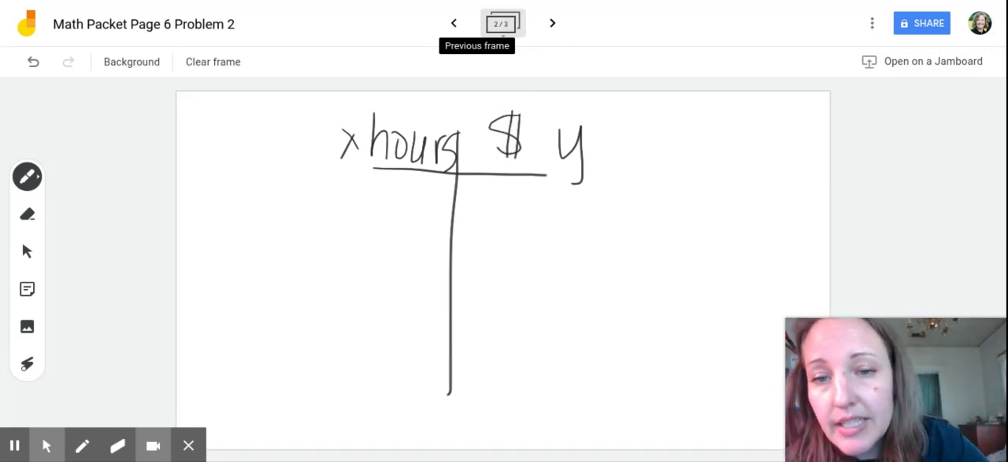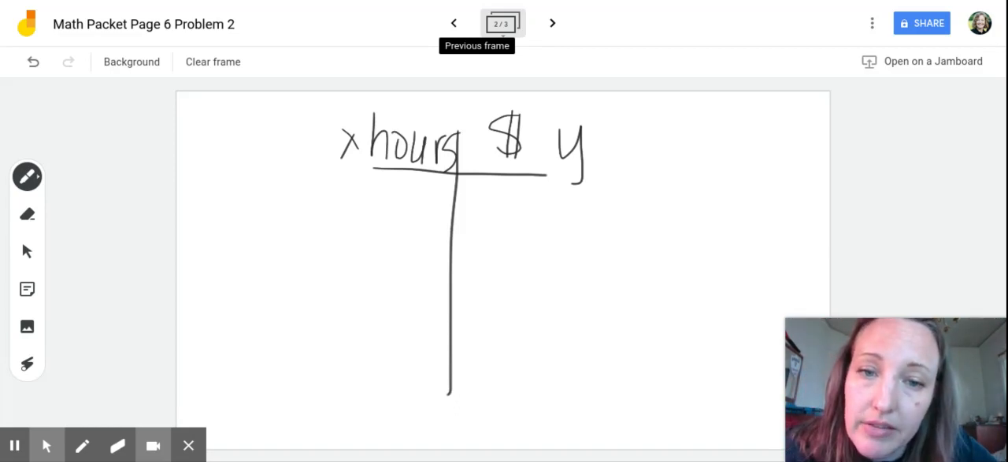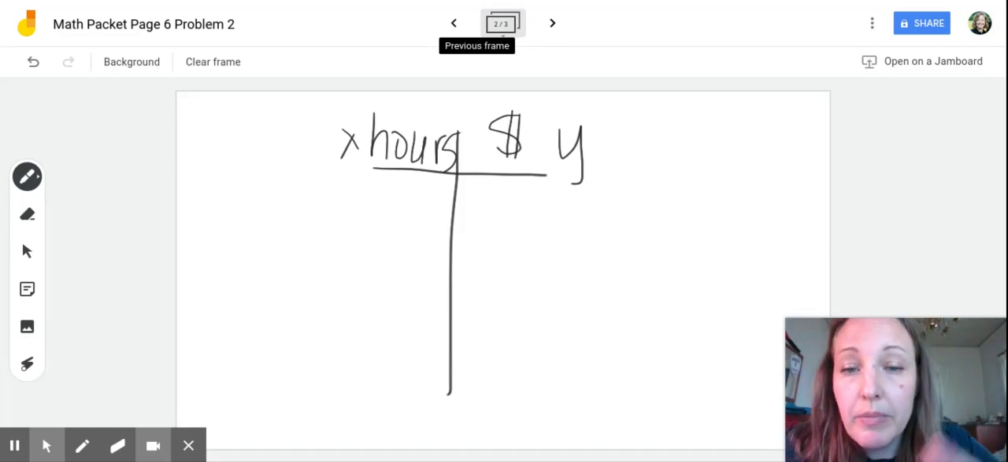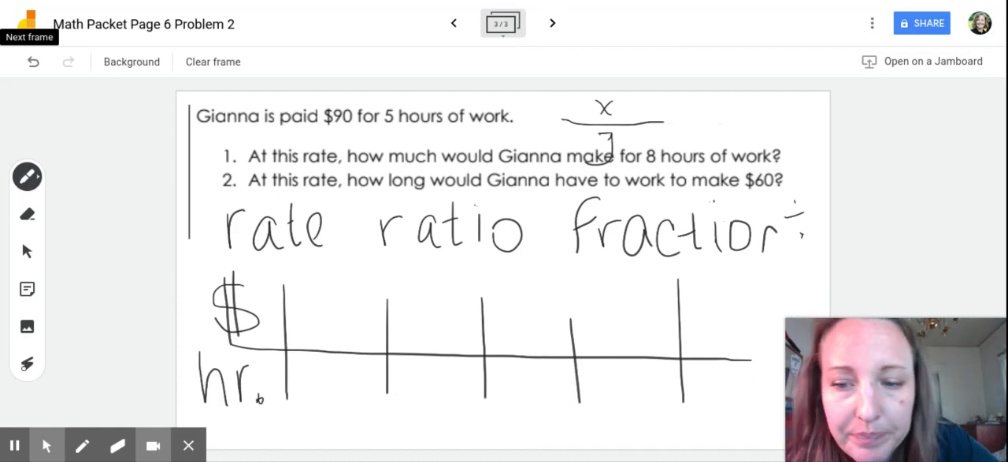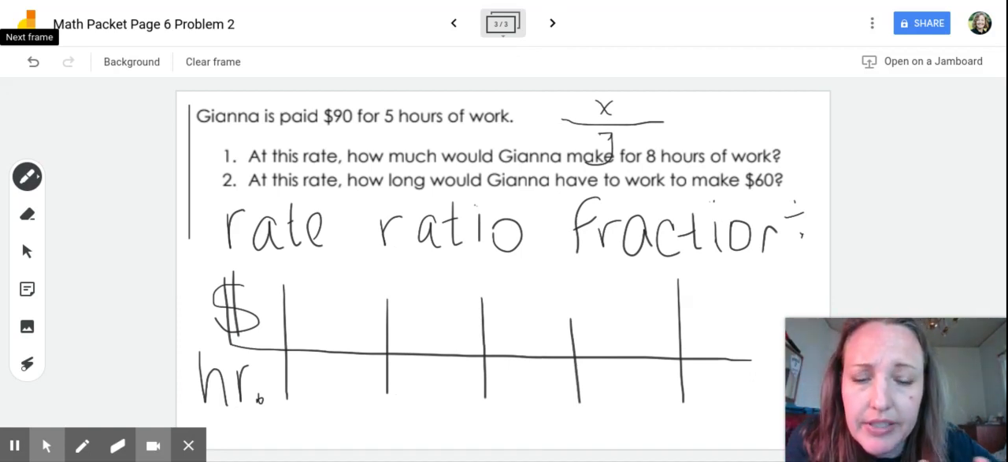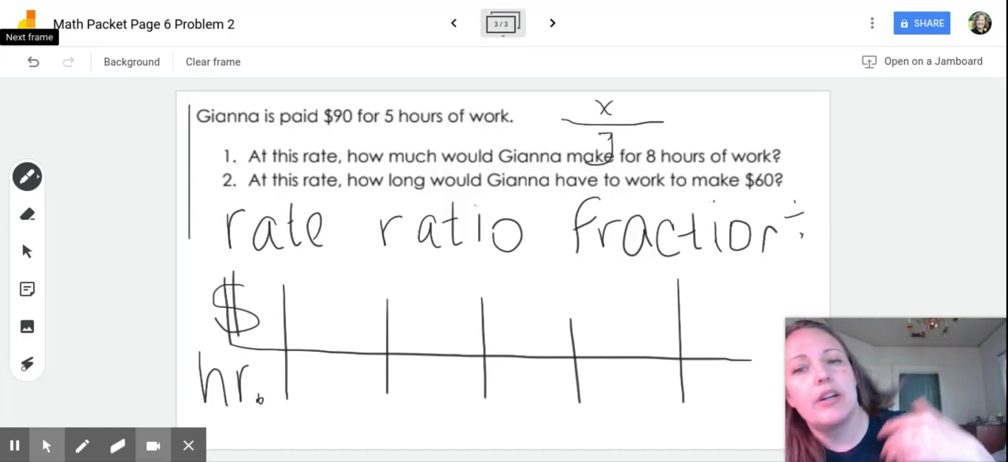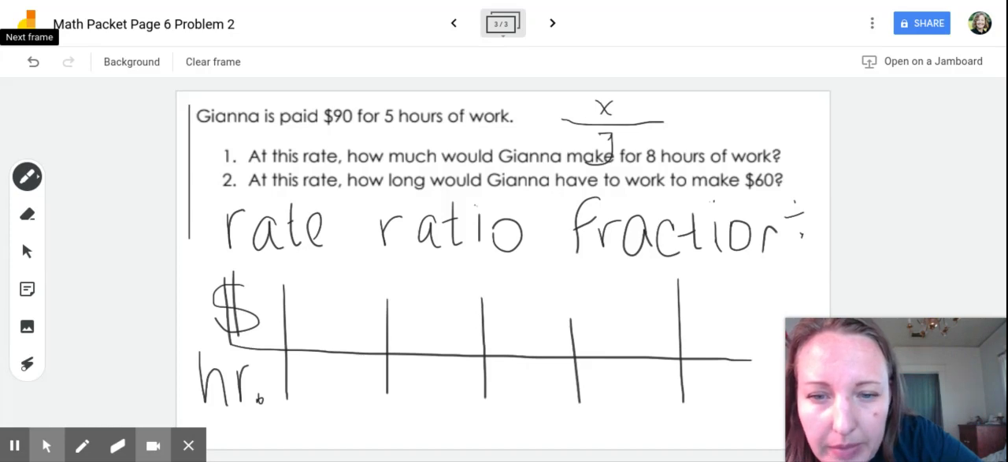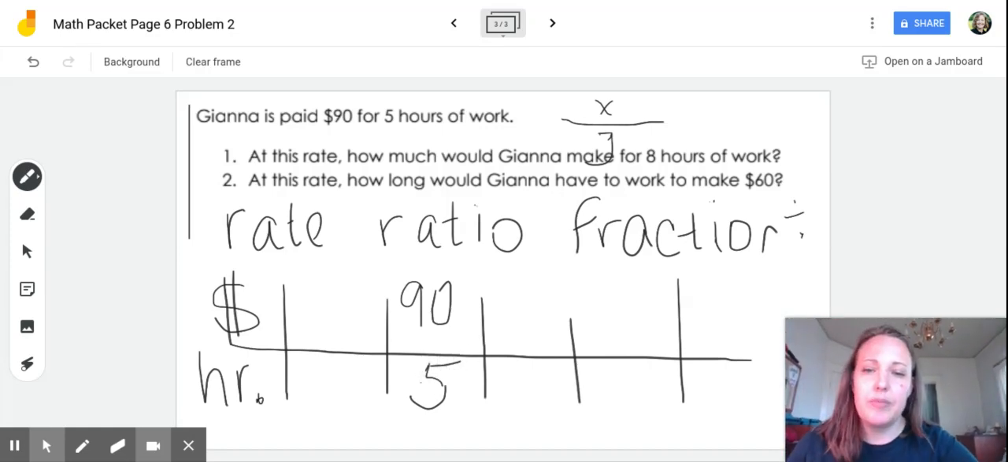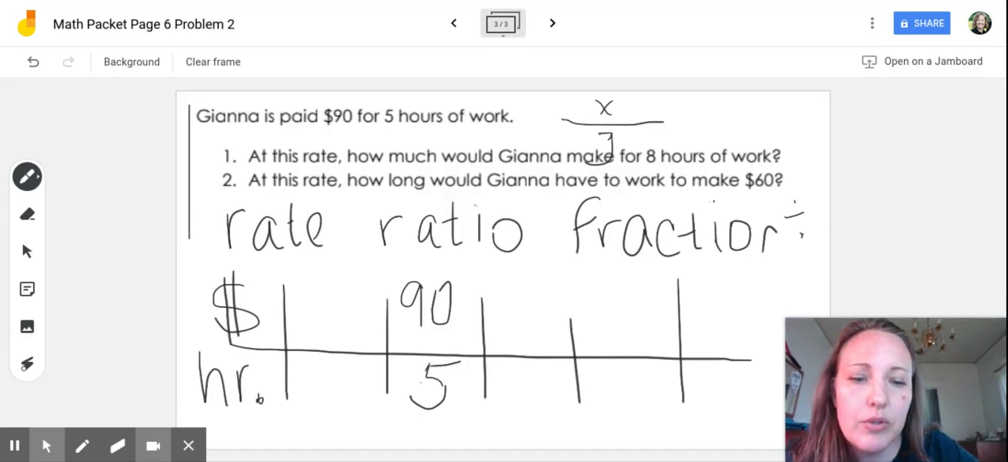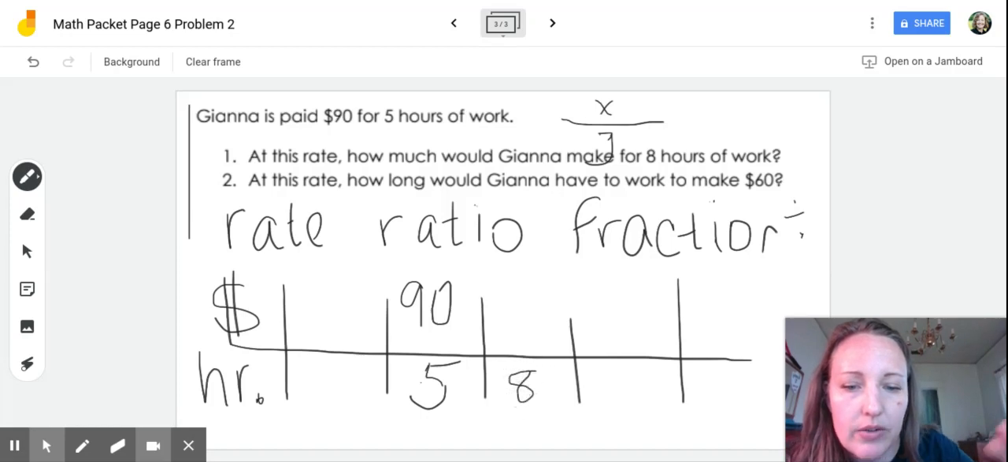If I wanted to write it like a T table, I could easily graph from this. My money, the amount of money I earn, depends on how many hours I work. We're just going to look at it a little bit different, kind of like a T table flipped on its side. So we're going to put in our rate that we know. We know that Gianna makes $90 for 5 hours of work. Now, we want to know how much she would make in 8 hours of work, right?